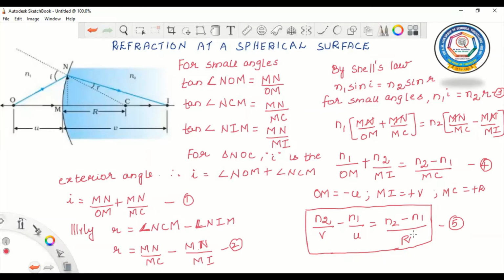This is a relation between object and image distance in terms of the refractive index of the medium and the radius of curvature of the curved spherical surface. And this relation holds for any curved spherical surface.